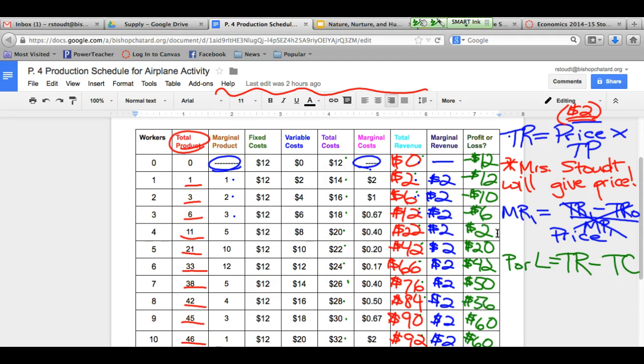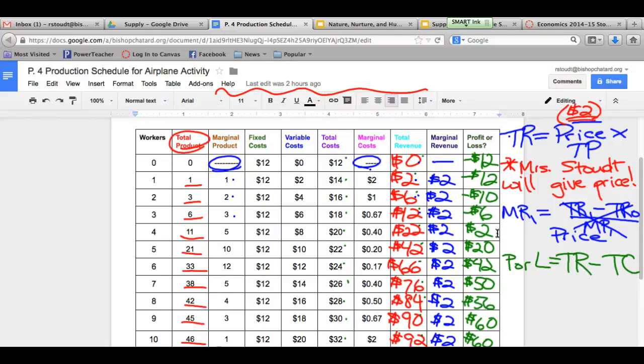And last but not least, at 11 workers, we are subtracting 86 minus 34, so we have a profit of $52. Okay, so that's what our profit or loss column is. So now we have the whole thing completed.